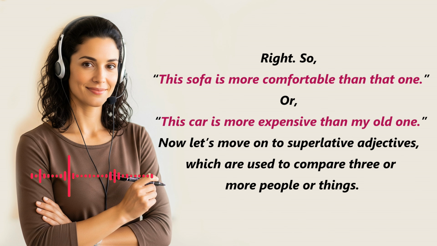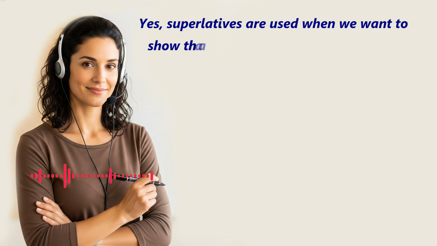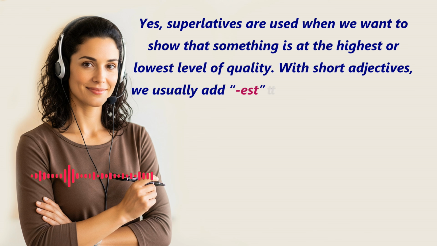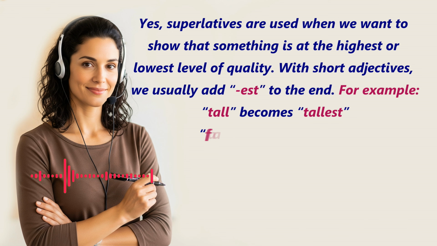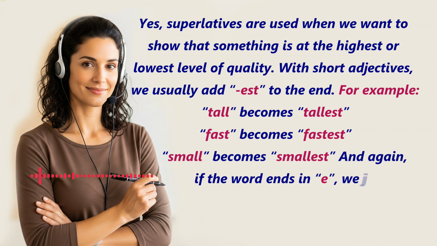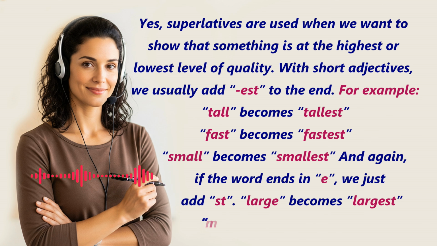Now let's move on to superlative adjectives, which are used to compare three or more people or things. Yes, superlatives are used when we want to show that something is at the highest or lowest level of quality. With short adjectives, we usually add "est" to the end. For example, tall becomes tallest, fast becomes fastest, small becomes smallest, and again, if the word ends in "e", we just add "st". Large becomes largest, nice becomes nicest.